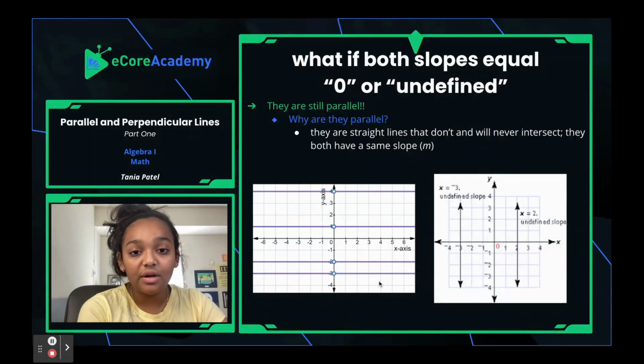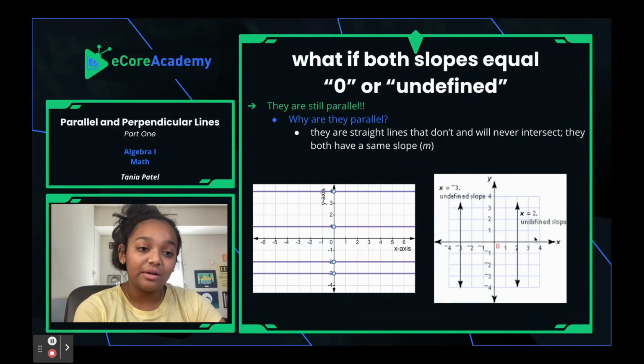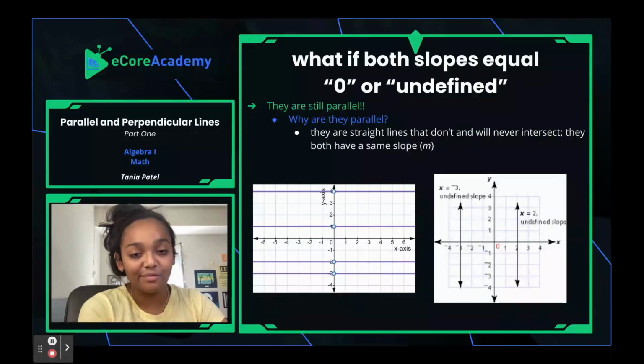For example, over here, the slope of these four lines are 0, and therefore all four lines are still parallel to one another because they all have the same slope. But over here, the slope of these two lines are undefined. And because they're the same slope, undefined, they are still parallel to one another.